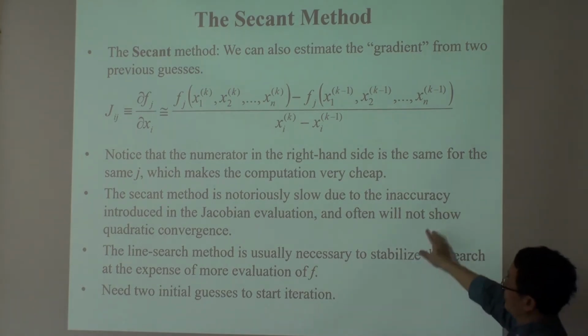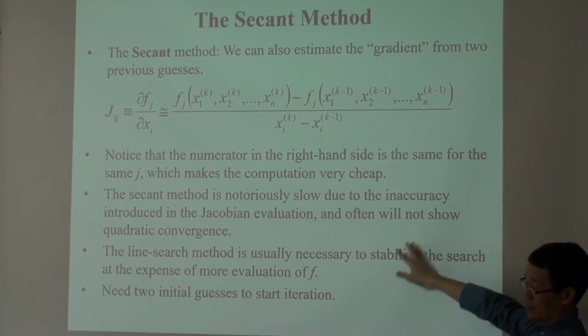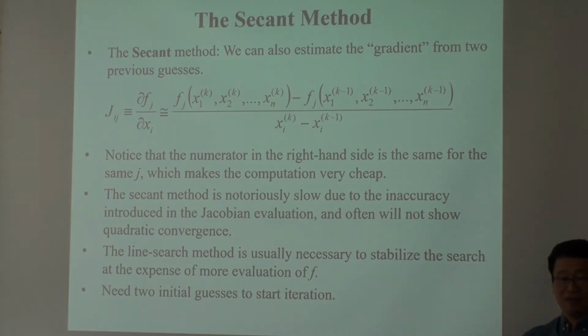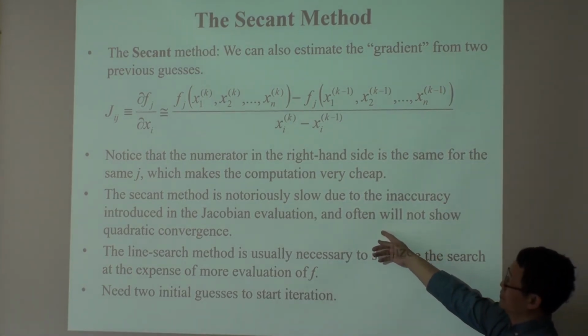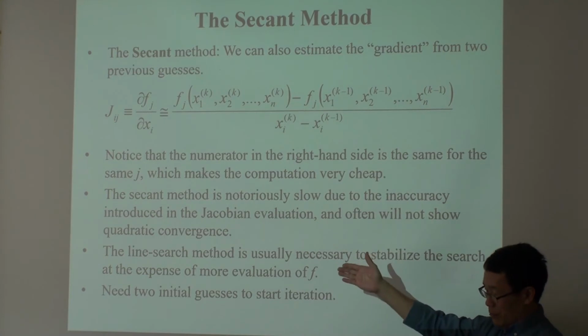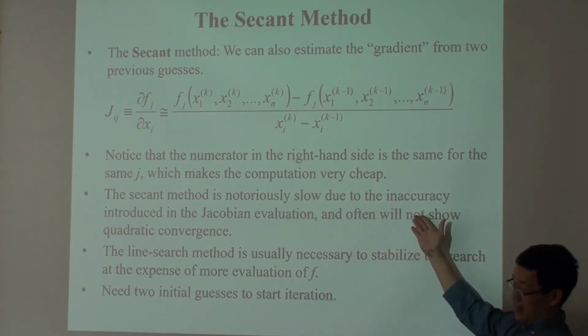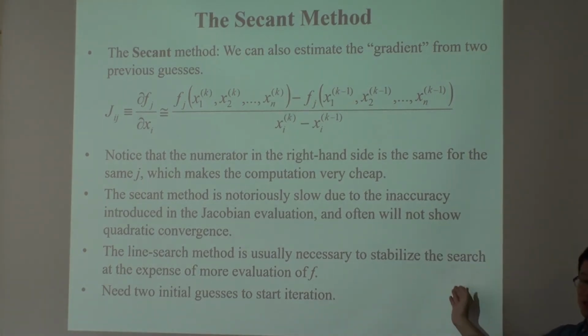So you can see the secant method is notoriously slow if you are not in the basin of attraction. Even if you are in the basin of attraction, it doesn't have quadratic convergence, because I didn't treat the problem correctly. If I cannot guarantee that, I don't have quadratic convergence. So even if it's cheap, line search is absolutely necessary. That's why I want to wait for your line search.